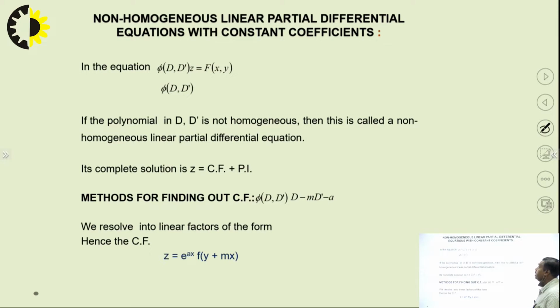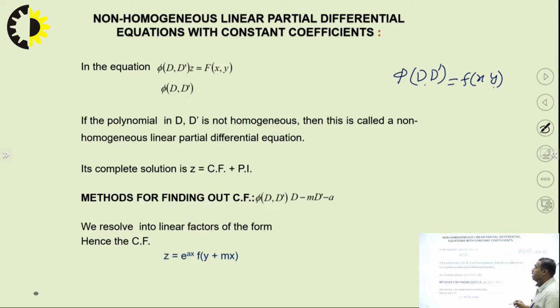We are taking the lecture of non-homogeneous linear partial differential equation with constant coefficient, and the equation is given in the form function of phi D, D dash. That means there are two derivatives, so we are using the word partial differentiation. If there is only one variable, then we use the differential equation. If there are more than one variable, then we use the word partial differentiation. And there is the function of D and D dash having the function phi is equal to f(x, y), that means function of x, y.